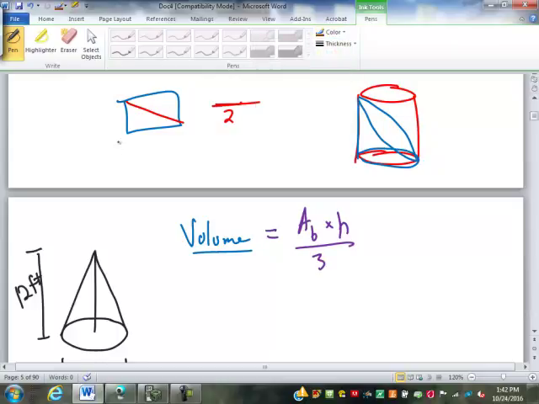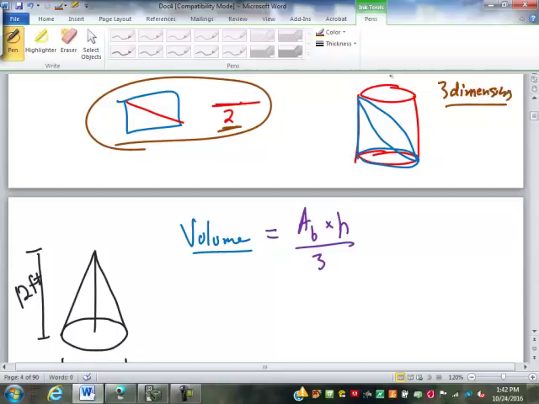Now here's how I remember this. How many dimensions is a rectangle? Length by width. 2 dimensions, right? 2-dimensional. So to get the area of a triangle from a rectangle, you divide by 2. A cylinder and a cone, those are 3-dimensional. So to get the volume of a cone from a cylinder, you divide by 3.